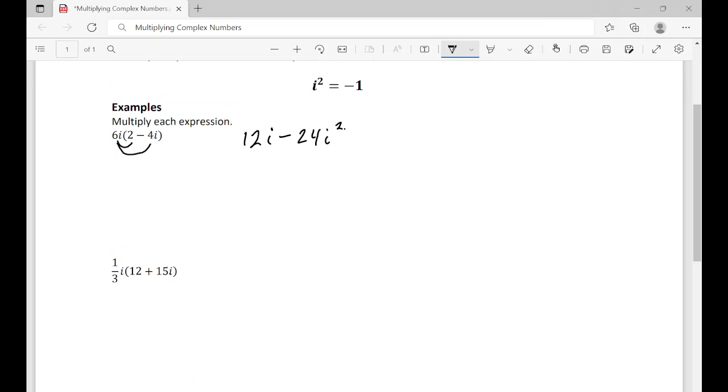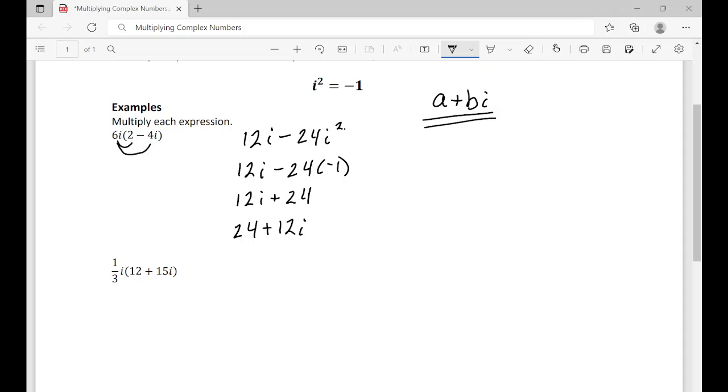And like I said before, i squared is equal to -1, so we need to use that fact. So 12i minus 24 times -1, and that's going to give me a positive 24. And don't forget that when you have complex numbers, it has to be always and forever in the form a plus bi. Now, it's not, but all I gotta do is just switch the order. So I can say this is 24 plus 12i, and I have my answer. Just make sure, if you have an i squared, change it to -1, and if it's not in the correct order of a plus bi, put it in the right order.